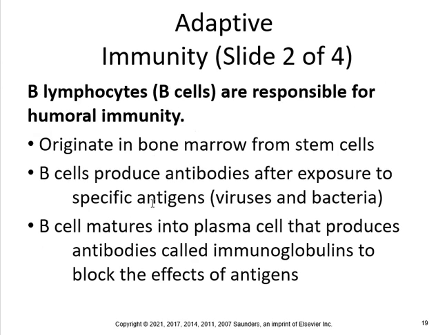So the B lymphocytes are responsible for humoral immunity. That means they originate in the bone marrow from stem cells. B cells produce antibodies after exposure to specific antigens such as viruses and bacteria. The B cells mature into plasma cells that produce antibodies called immunoglobulins to block the effects of antigens. Make sure you know how to spell immunoglobulins and which ones they are: IgG, IgA, IgM, and IgE.